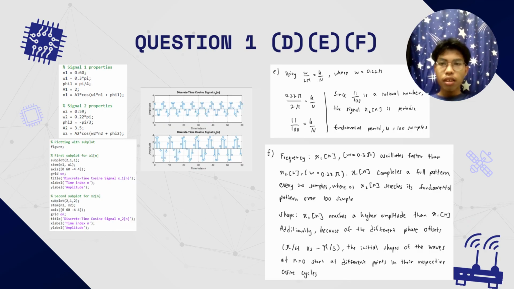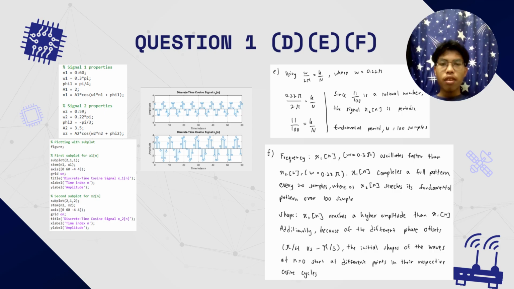For question 1D, by typing in the coding that we have created into MATLAB, we will get the second signal, x2. And using the subplot command, we can see the two graphs in one page. And then for question 1E, to determine whether x2 is periodic, we can use the same equation. By substituting the value, we will get 11 over 100 equals k over n. Since 11 over 100 is a rational number, the signal x2 is periodic. The fundamental period is n equals 100 samples.